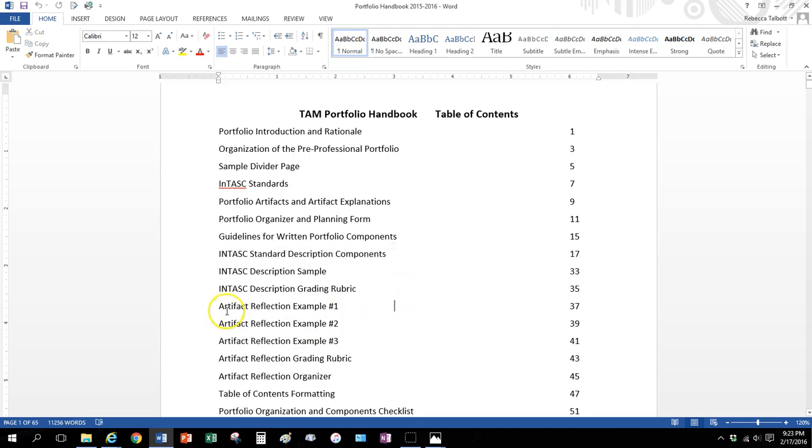Another major part are the artifacts themselves, the things that you pick to put into your portfolio. It could be a lesson plan you create, it could be an essay you write, it could be a project, something like that. So those actual materials themselves. And then the third part are the reflections about those particular artifacts or things that you completed, the papers or the projects or lesson plans that you wrote.